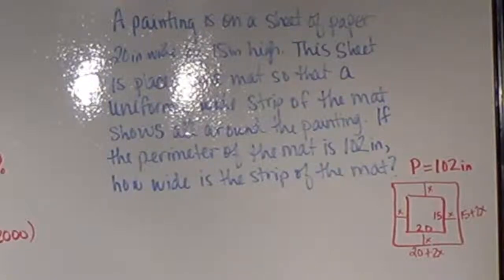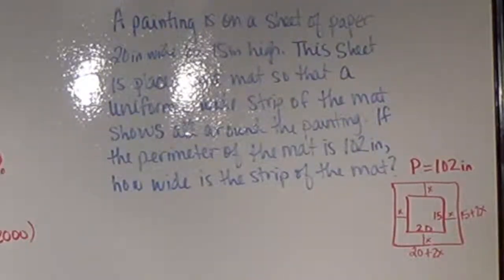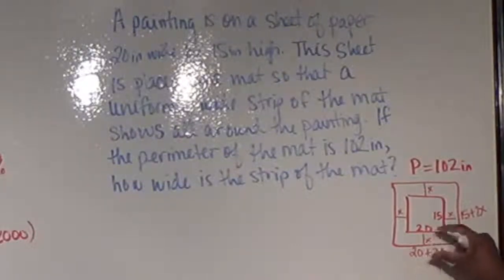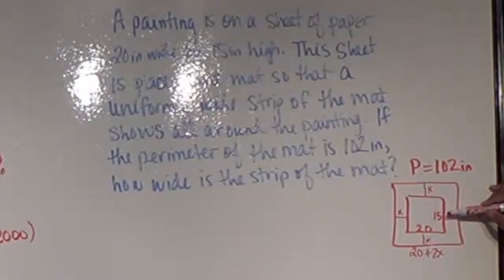Identifying my known and unknown relationships, well, we just did that by finding these outside dimensions, relating them to the width and the inside dimension. Domain here, well, x can't be 0 or anything less than 0, because if it's 0, there's nothing, there's no mat. And it can't be bigger than half the smallest distance.